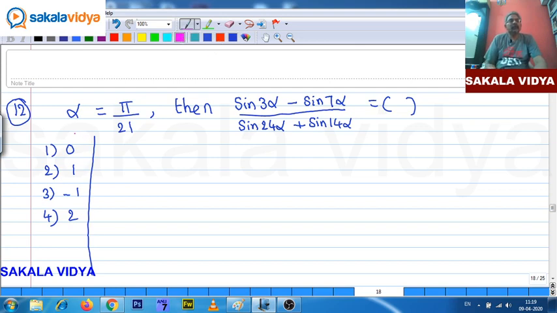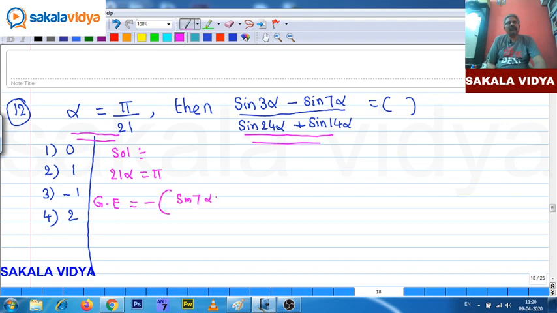So now alpha is equal to pi by 21 given. That means first let us write this one: 21 alpha stands for pi. You remember this one. And next we need to find out this value. Now the given expression we can write, taking minus common from the numerator, sin 7 alpha minus sin 3 alpha, am I correct, by sin 24 alpha plus sin 14 alpha.